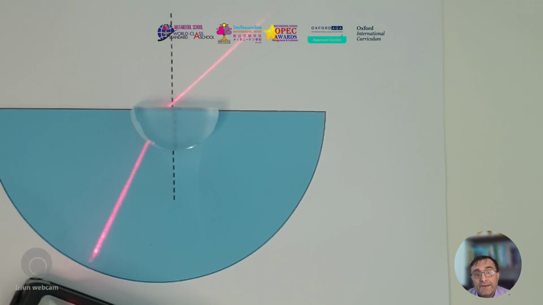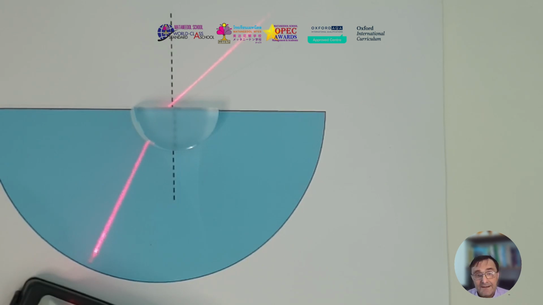So we're going to be talking about something called total internal reflection. We use total internal reflection to get the fibre optic internet into your home or school or anywhere else. We need to send optical signals through a glass fibre. So how do we do that? Well, we use refraction and something called total internal reflection, which means the light stays inside the fibre.